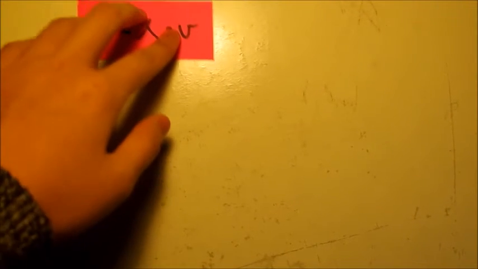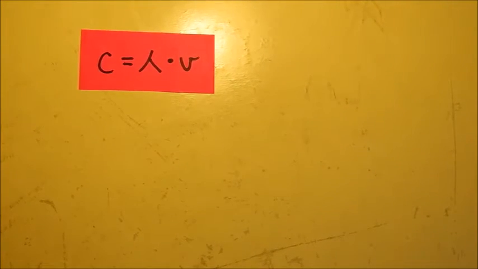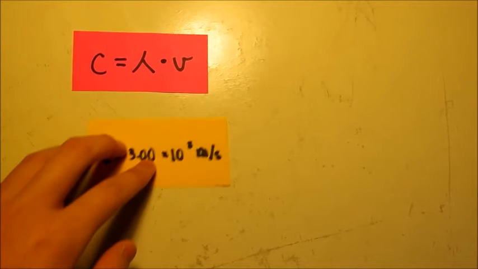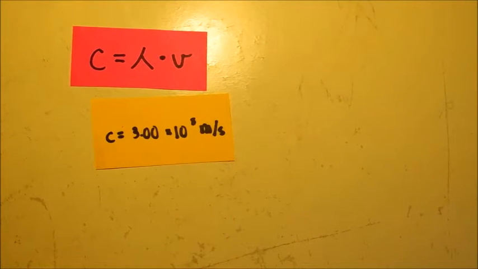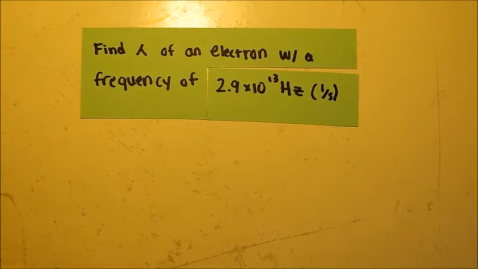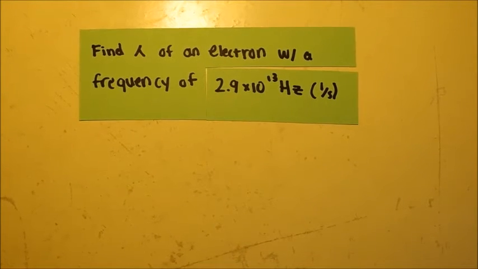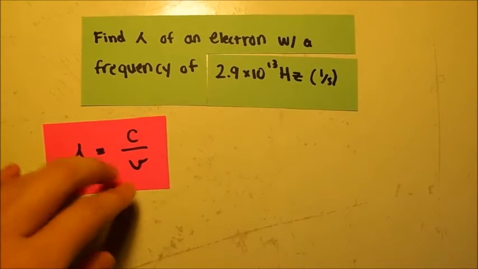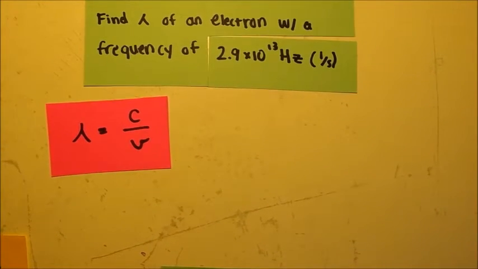The first is simple. C equals wavelength times frequency. C actually stands for constant, and in this case, we're using the speed of light, or 3.00 times 10 to the 8th meters per second. So let's try a simple wavelength equation. Find the wavelength of an electron with a frequency of 2.9 times 10 to the 13 hertz, or 1 per second. Your equation for this would be wavelength equals constant divided by frequency.